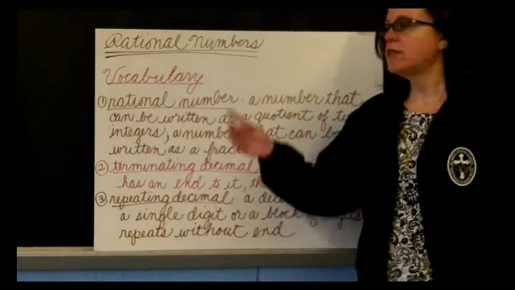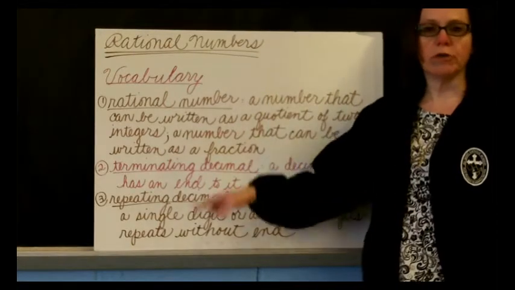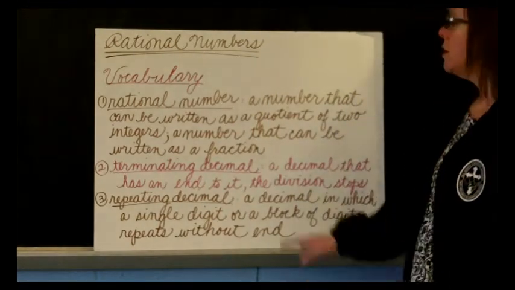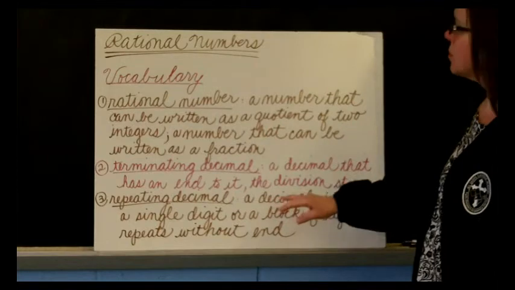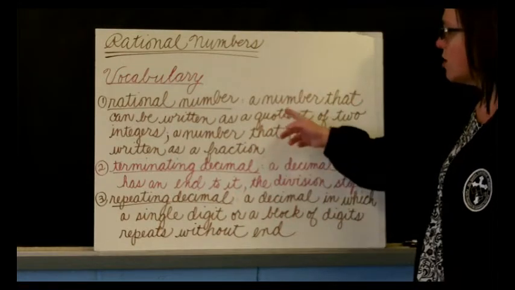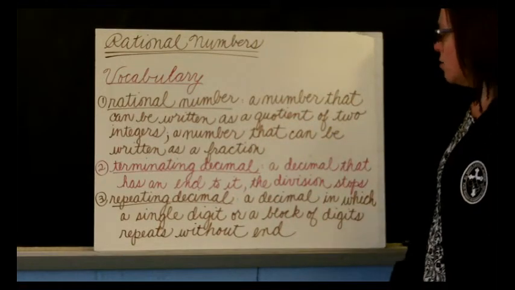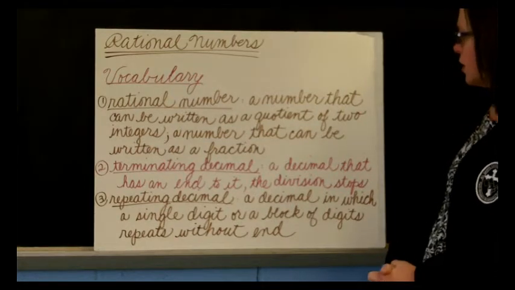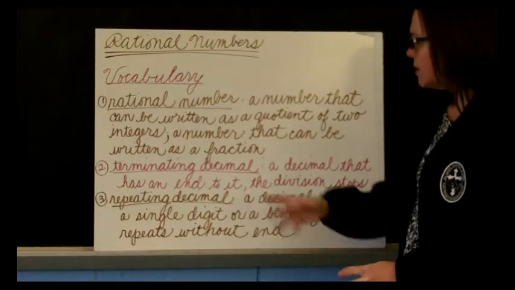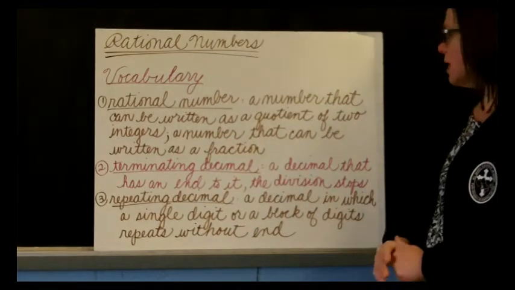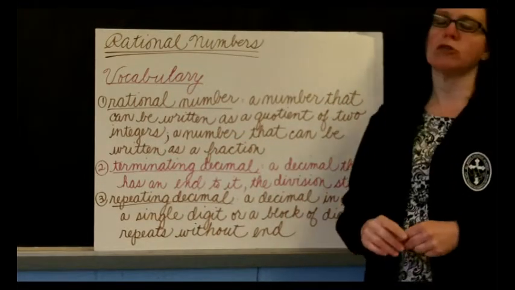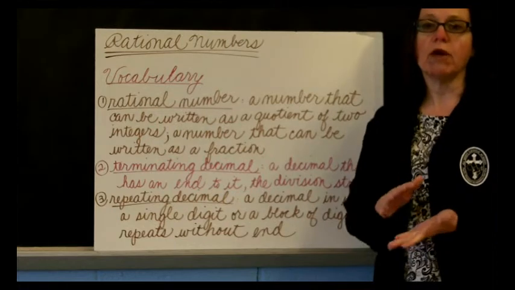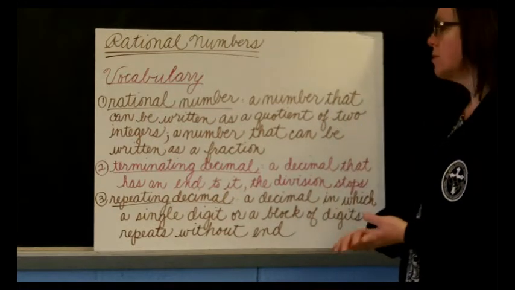The name of today's lesson is Rational Numbers, and we're going to start by going over our vocabulary. Today we have 3 vocabulary words. The first one is rational number. A rational number is a number that can be written as a quotient of 2 integers. Basically what that means is a number that can be written as a fraction, because as I say in class all the time, fractions are division problems.